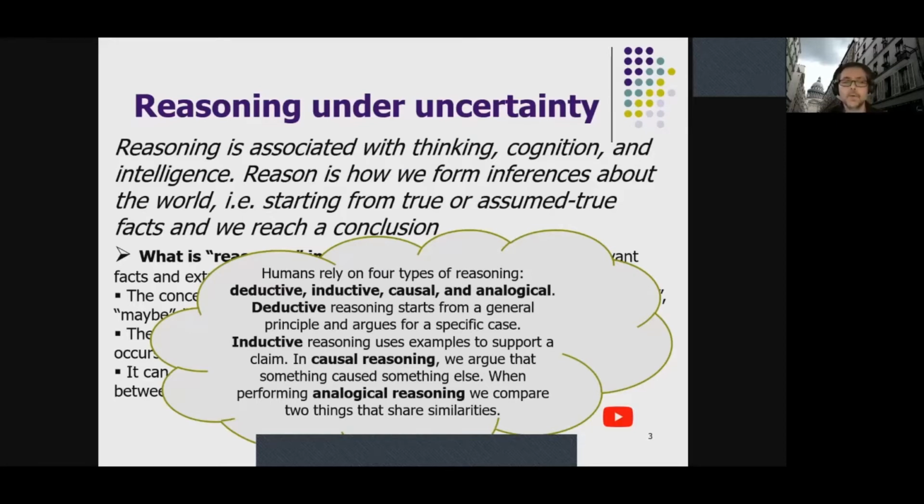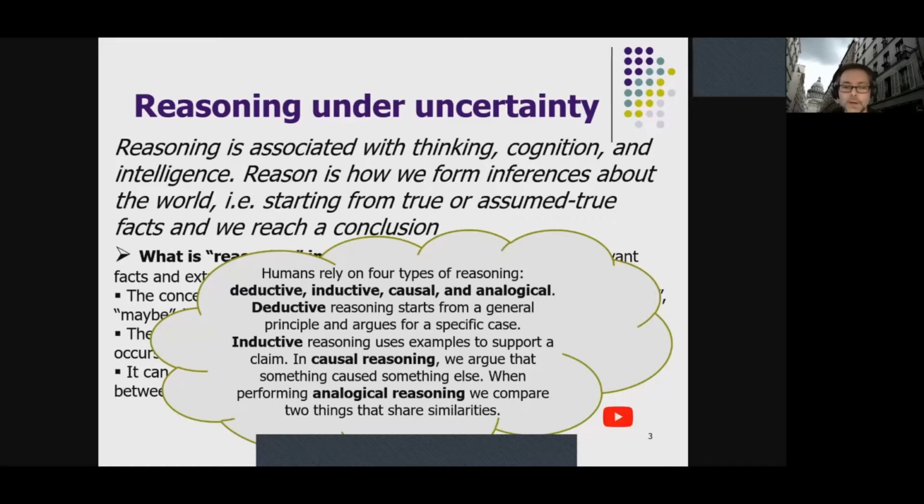In humans, there are roughly 4 types of reasoning, and you can see it on the slide. It's deductive reasoning, inductive reasoning, causal reasoning, and analogical reasoning. These are processes which have been studied for several decades in psychology and in other disciplines, in neurosciences, and they have influenced a lot the way artificial intelligence systems are created.